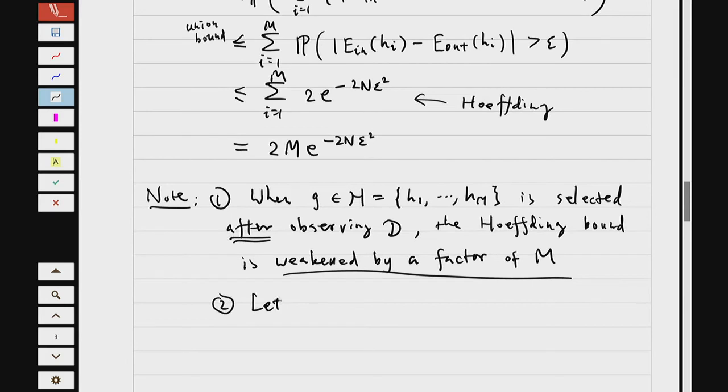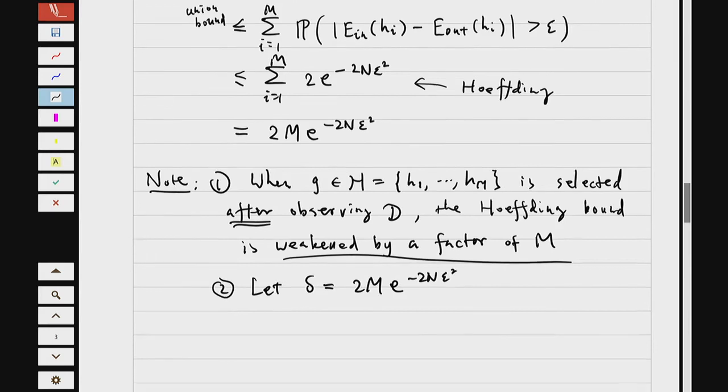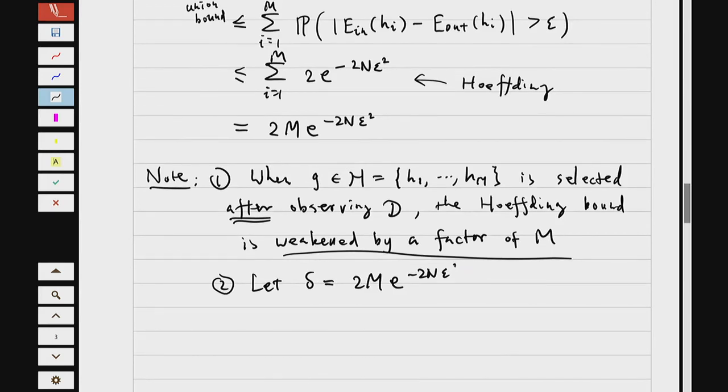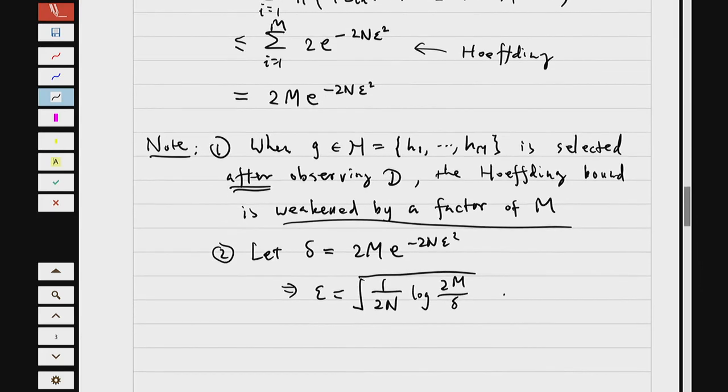If I again let this delta equal to 2M e^(-2 epsilon squared n), let's see what happens. Then that means my epsilon will be the square root of 1 over 2n times log of 2M over delta, instead of simply 2 over delta. So if my n is large enough, I can still cancel out the impact of M.